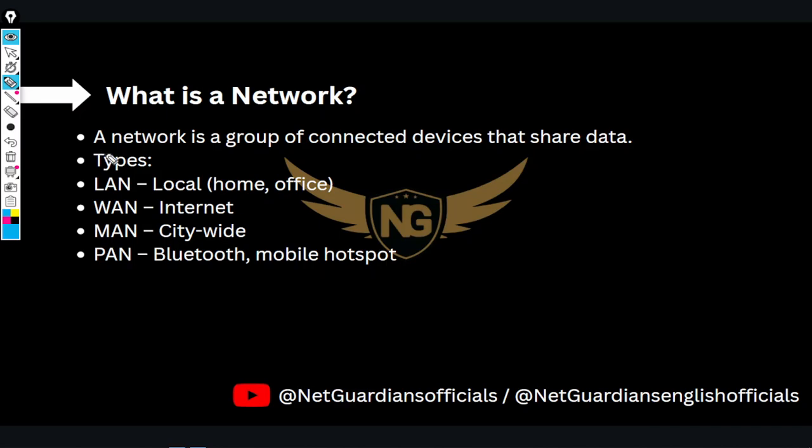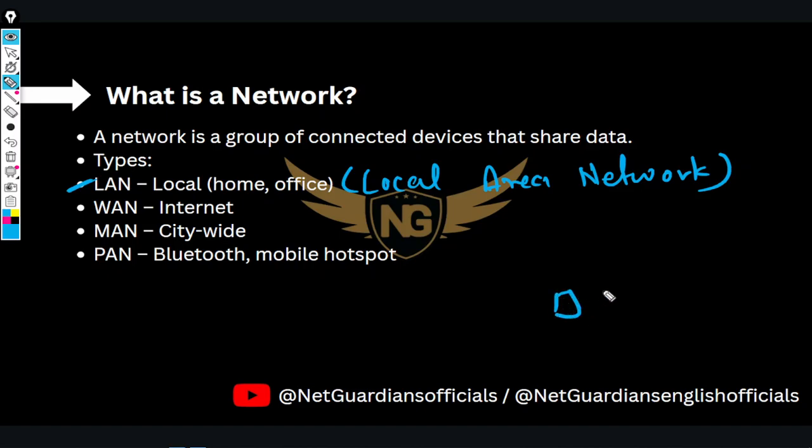So the first type of network is LAN. What is LAN? LAN stands for local area network. Now what is a local area network? A local area network means the small network which you have in your home. We can illustrate it like your home router connected with your mobile, your PC, your laptop, your smart TV.